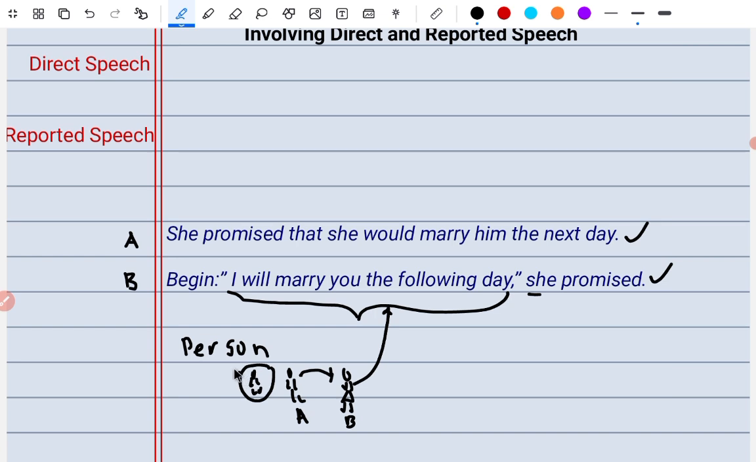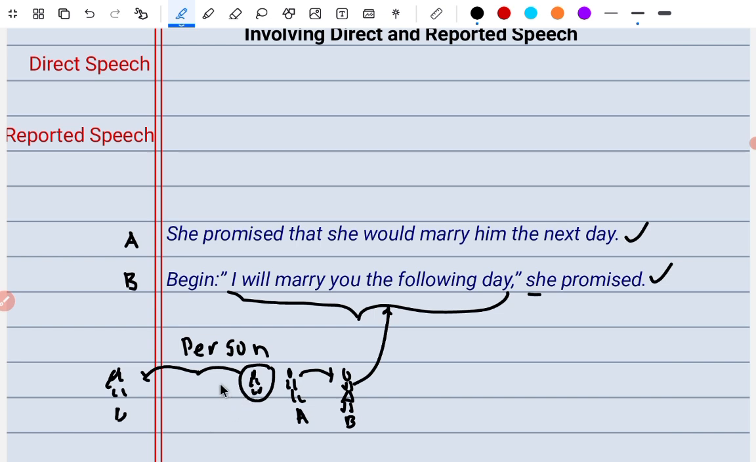Now you go and tell someone. We're going to call this person person D. So now you who's delivering the news, you're going to go to this person and say, she promised that she would marry him. Now there are a lot of things that are going to change here. Okay, so you notice the direct speech is much easier. You're just going to tell this man, I'll marry you the following day. She promised, meaning that's what she said.